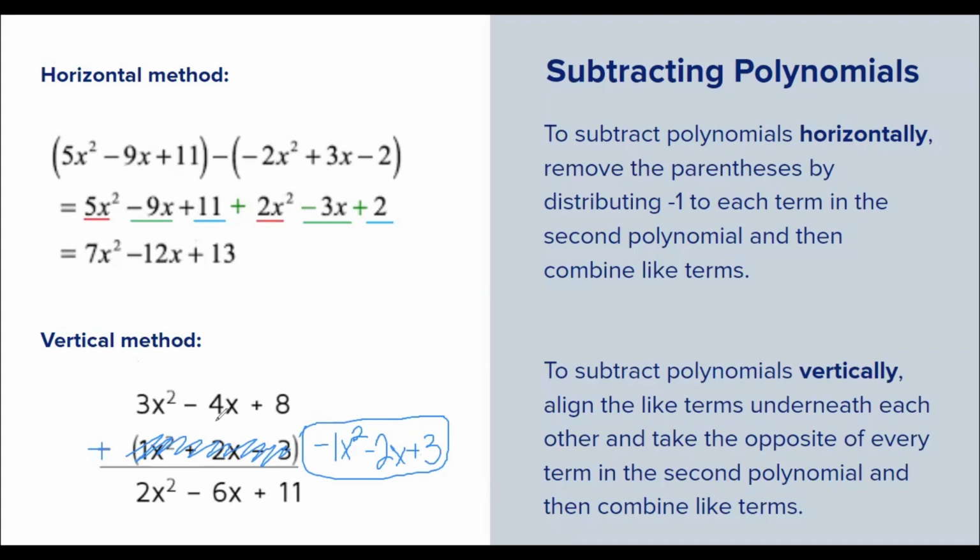So you have 3x squared and the 1x squared, and that combines to make 2x squared. You have negative 4x, which is similar to negative 2x, and that would give you negative 6x. And you have positive 8 and positive 3, and those combine to give you positive 11. So your answer would be 2x squared minus 6x plus 11.